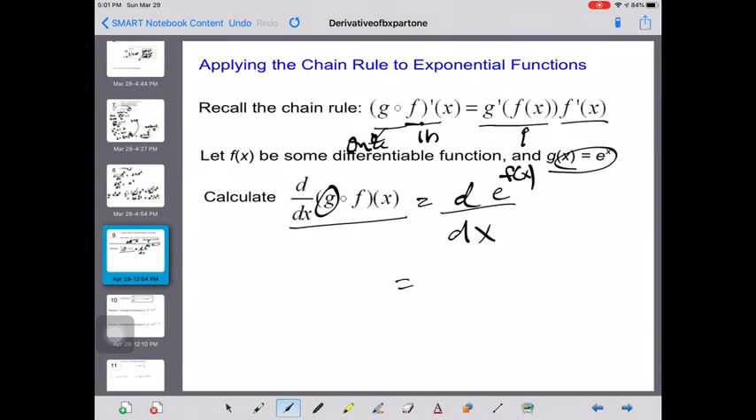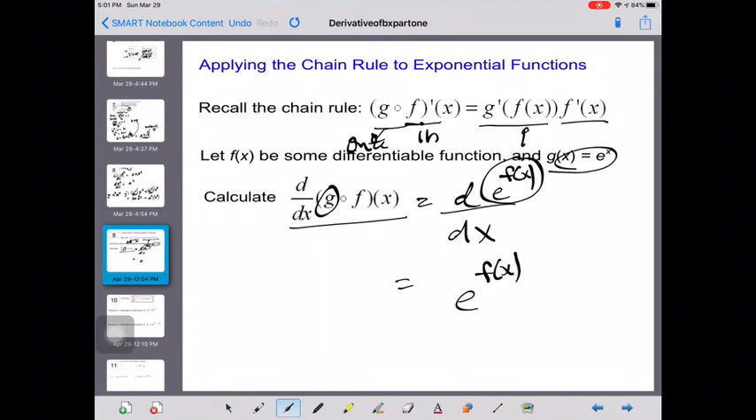To find the derivative, well, we know that the first thing we're going to do is find the derivative of the outer function, which is e^x. We know that the derivative of the e function is itself, so we're just going to write down e^f(x) because it is itself. However, we need to figure out this inner function, which is going to be, in this case, f prime.